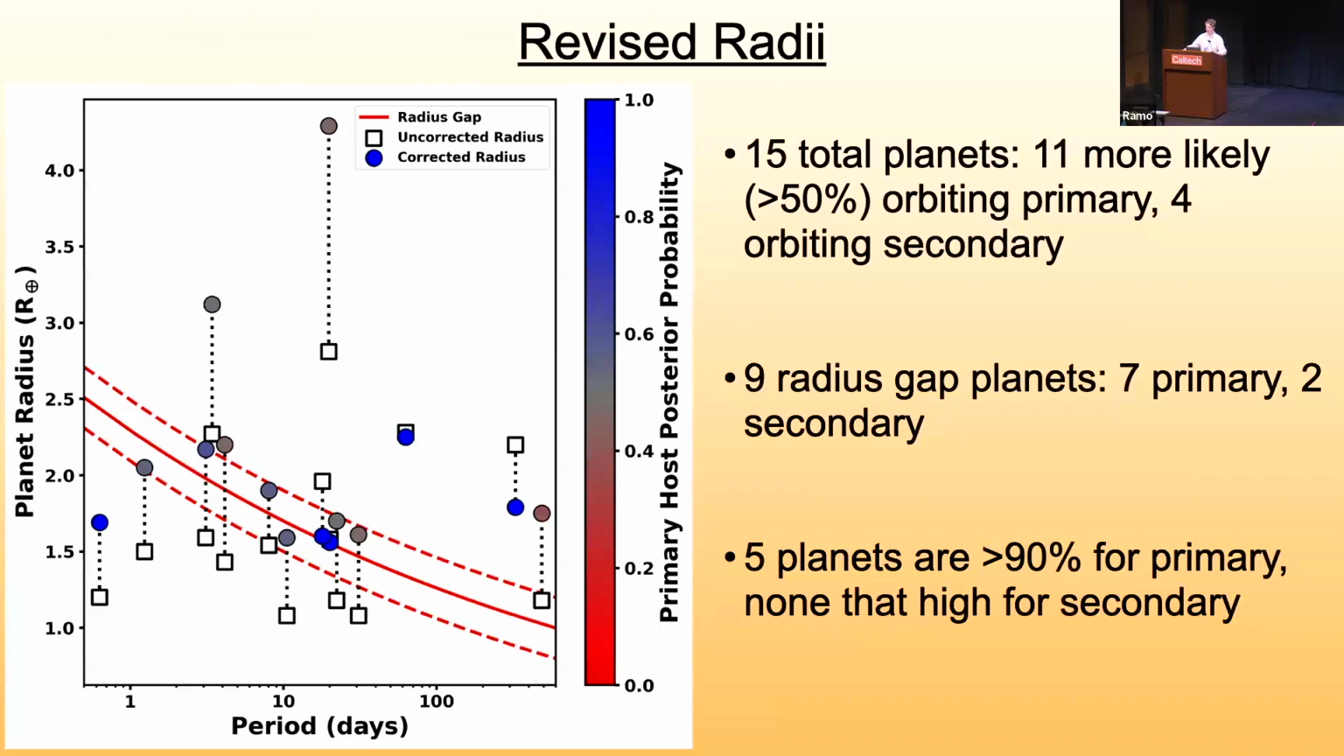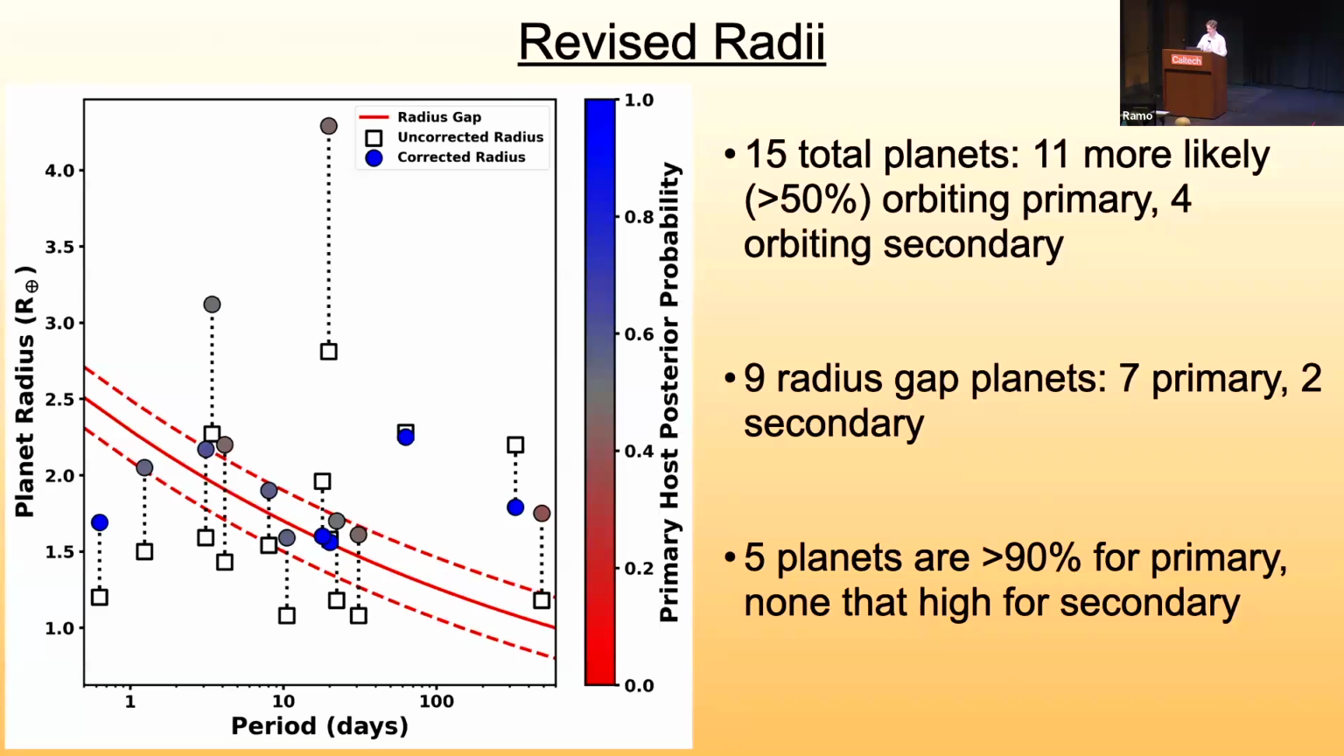So for the 15 total planets I've analyzed, 11 seem to be more likely to be orbiting the primary, and 4 seem to be more likely to be orbiting the secondary, where more likely just means greater than 50%. And for the radius gap subsample specifically, 7 seem more likely for the primary, and 2 seem more likely for the secondary. So going back to that question of, do a lot of these planets move out of the radius gap range when I do this analysis? So far, the answer seems to be a tentative no. And so we could say so far that there still does not seem to be a radius gap.